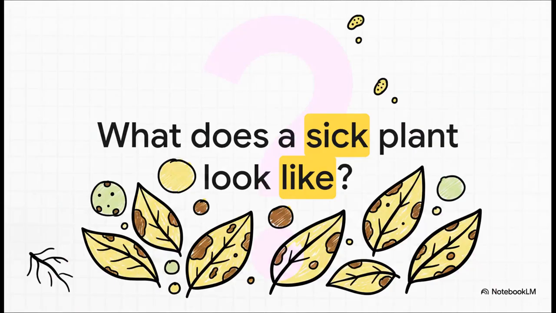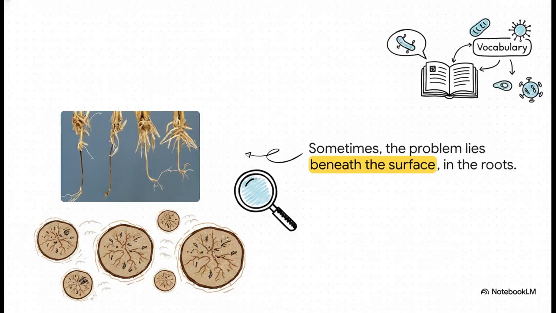So let's start with a basic question. What does a sick plant actually look like? Seems simple enough, right? You probably picture some yellow leaves, maybe a few weird spots, but the world of plant disease is way more complex and honestly a lot more fascinating than just what you see on the surface. Take this plant, for example. The real trouble here started completely out of sight, way down in the roots.